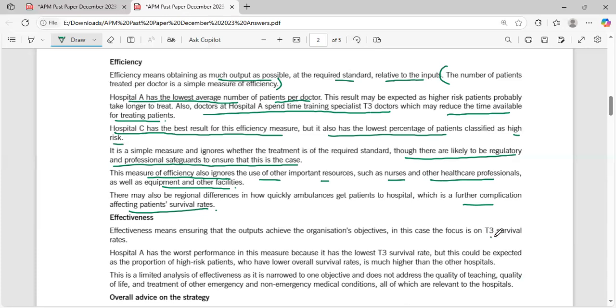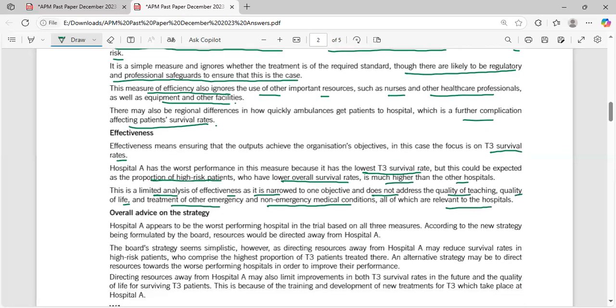In this case, the focus is the T3 survival rate. The focus is on providing better treatment to the patients for improvement. Hospital A has the worst performance in this area because it has the lowest T3 survival rate, but this could be expected as the proportion of high risk patients, who have lower overall survival rates, is much higher than at other hospitals. This is a limited analysis of effectiveness. It is narrowed to one objective and does not address the quality of teaching, quality of life, or treatment of other emergency and non-emergency medical conditions, all of which are relevant to the hospitals.